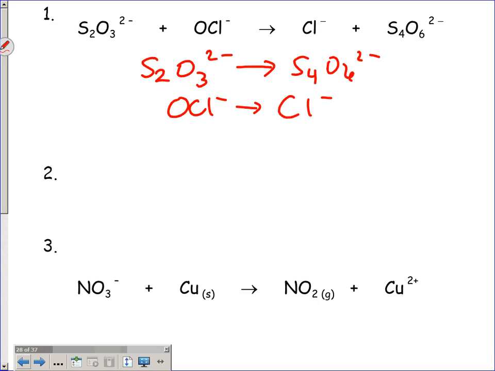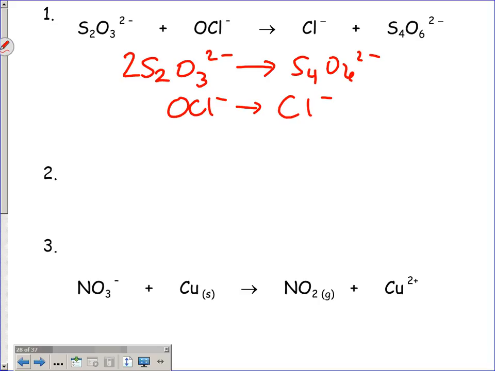Balance non-HO atoms, right? Okay. Sulfur we have 2, sulfur we have 4. Oxygen we have 3, oxygen we have 6. Let's look at the sulfurs right now. What can I do to balance this? So just add a coefficient of 2, right? Okay, does that handle the whole shebang? Yeah, it does. So 4 sulfurs and 6 oxygens are balanced.